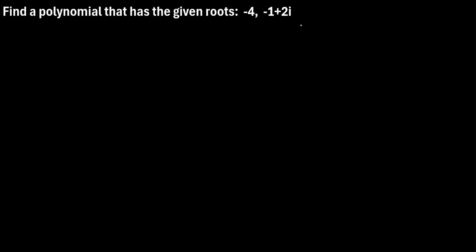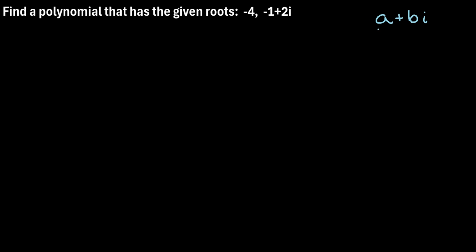We are asked to find a polynomial that has the given roots, -4 and -1 plus 2i. Now, one thing we'll notice right away is that -1 plus 2i is a complex number, so it's written in this format, a plus bi. One thing that you have to know about complex numbers is that if a complex number is a root, then its conjugate is also a root.